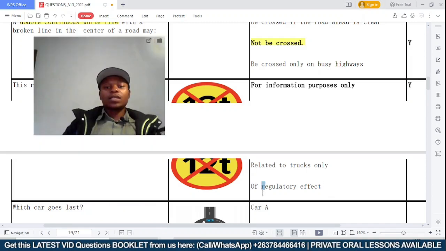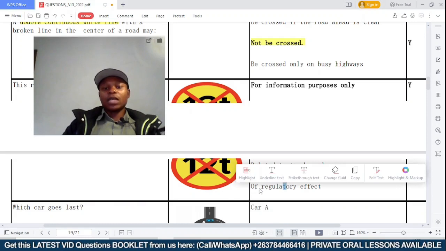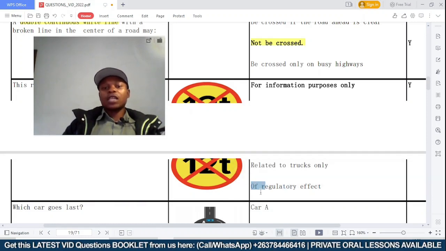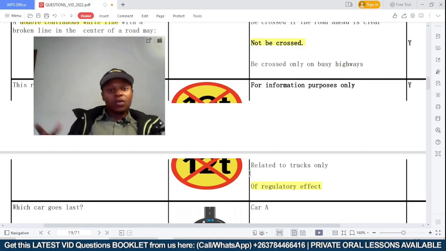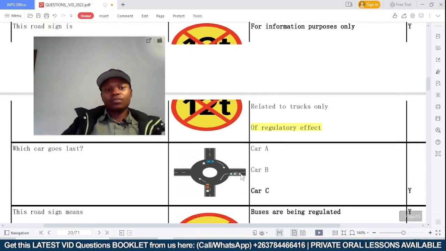This sign is basically saying that trucks or vehicles that are above 12 tons are not permitted on this section of the road. So the sign is regulating the vehicles that are moving on the road. Vehicles of 12 tons and below are allowed; 12 tons and above are not allowed. Any vehicle that is 12 tons and above is not allowed on that road. Now moving on to the next question.